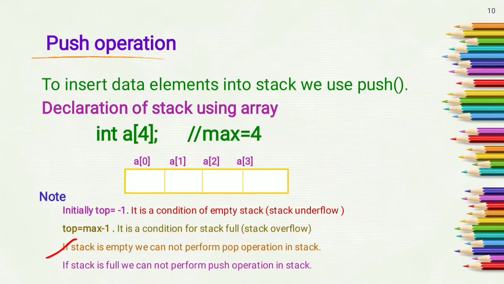If stack is empty, we cannot perform pop operation in stack. When we perform delete operation or pop operation, first we have to check, is there any data present in stack? If our stack is empty, that means we cannot perform pop operation. So first we have to check stack empty while performing pop operation. When we perform push operation, first we have to check whether the stack is full or not. If the stack is full, that means top is at max -1, we cannot perform push operation over stack.